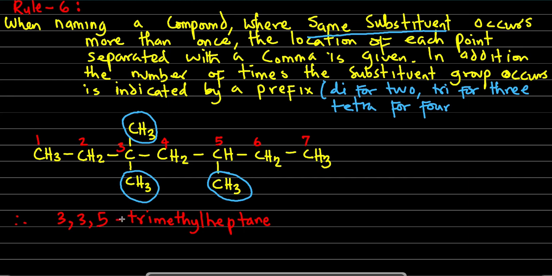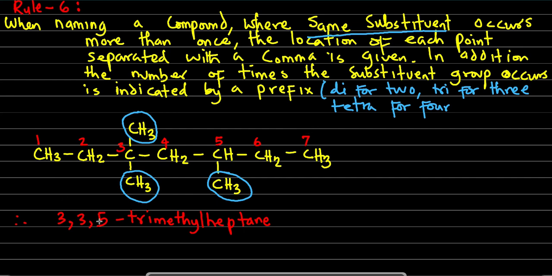So realize that we have 3 methyl groups, right? The first one is at position 3, the second one is also at 3, the third one is at 5, right? So we said in addition to the number of times it is appearing, you have to indicate the number.